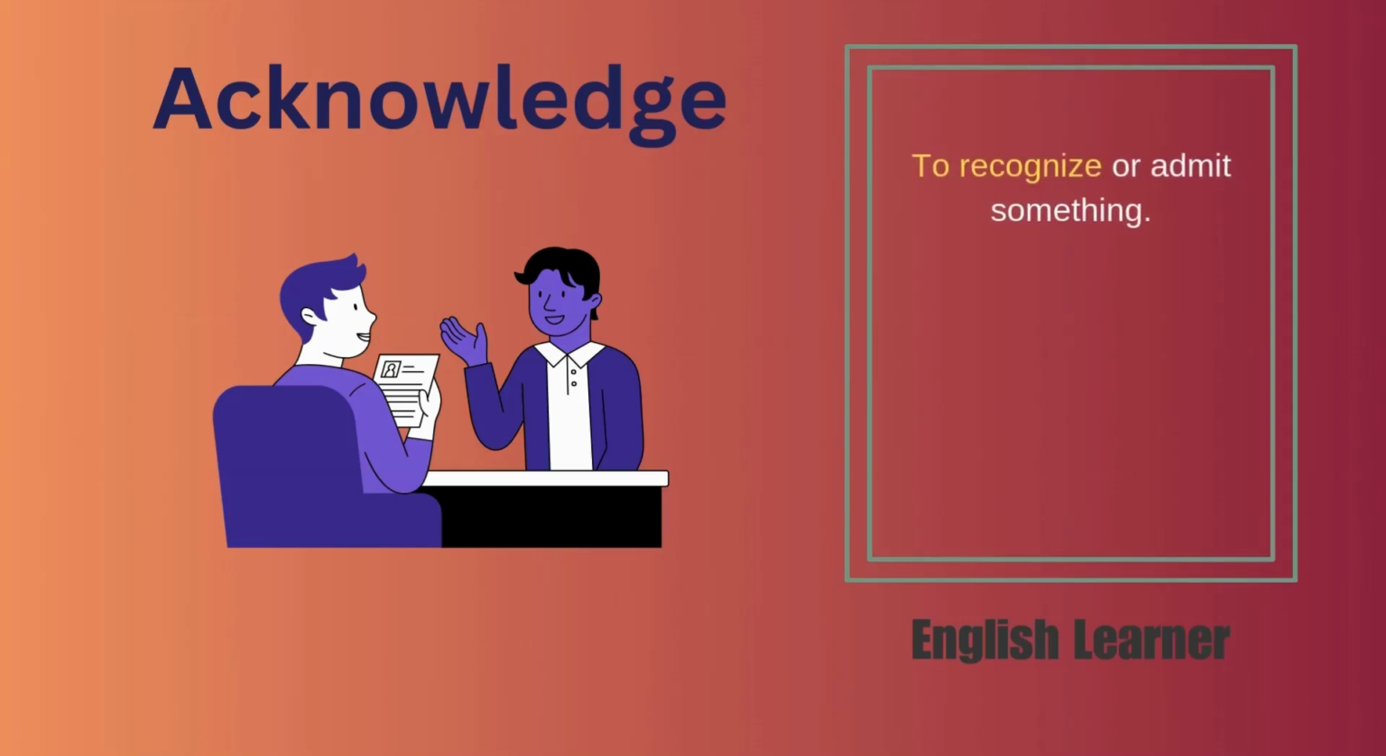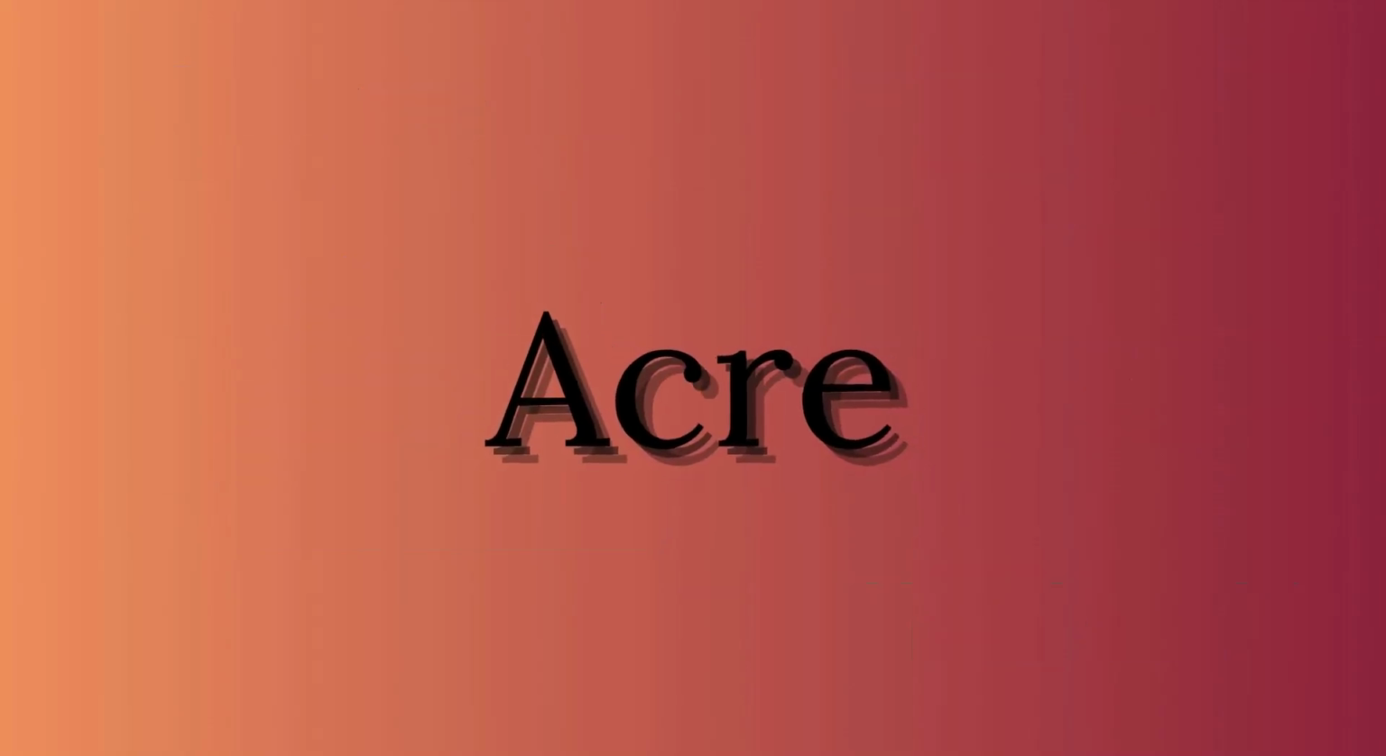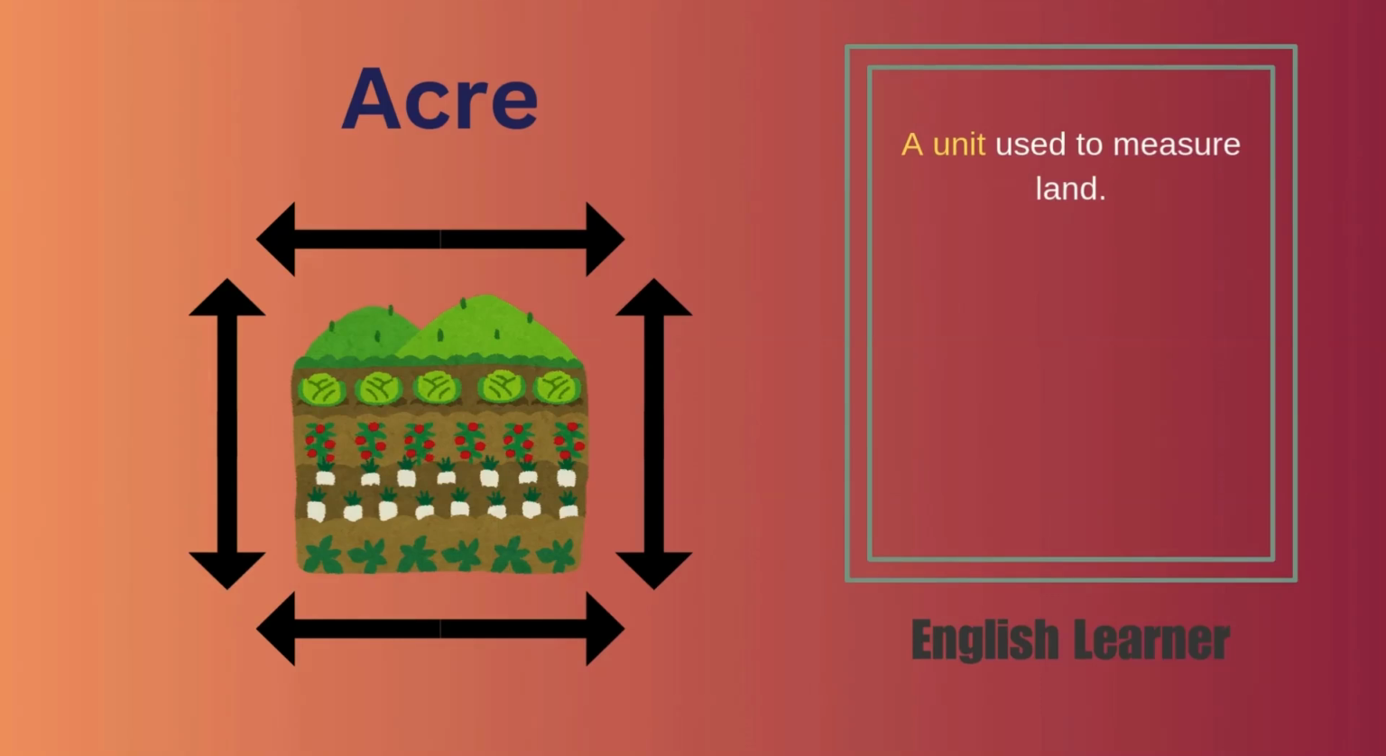Acknowledge. To recognize or admit something. Example. I had to acknowledge that I made a mistake on my project. Acre. A unit used to measure land. Example. They bought a farm that is 5 acres wide.